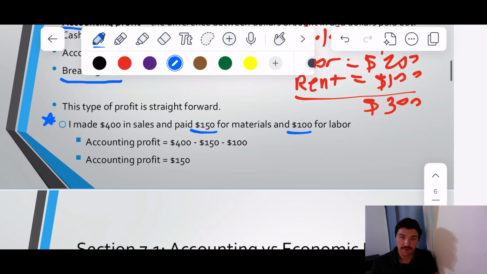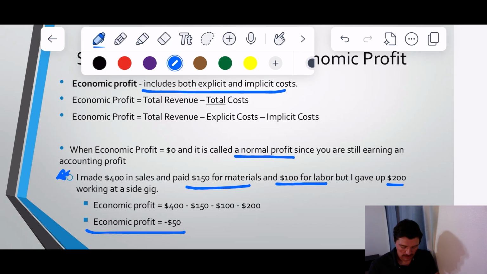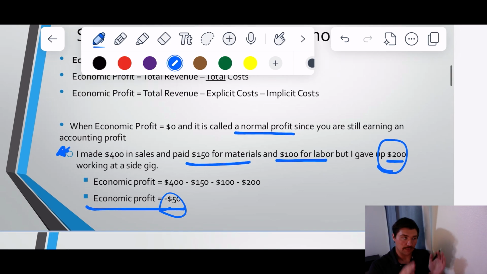Okay, and this makes sense, right? Because look, by going down this route, I'm making $150. If I go down the construction route, I'll make $200. So by choosing to do the coffee trailer, I'm giving up on $50, right? So that's the beauty of economic profit, that you're trying to see, is this route worth doing, or should I do something else, right?